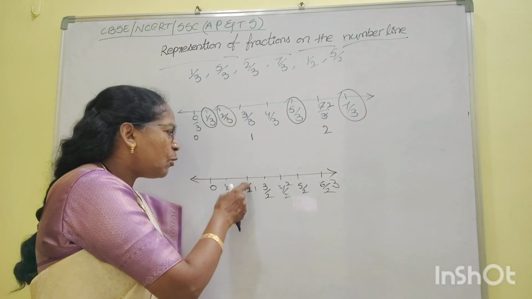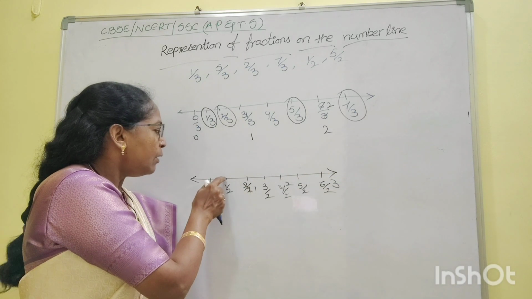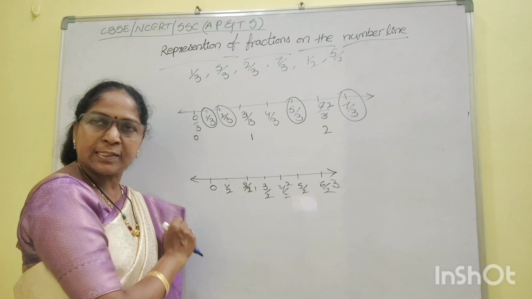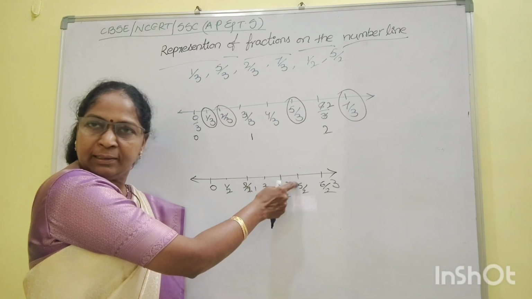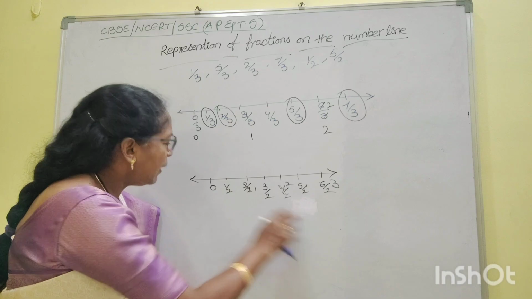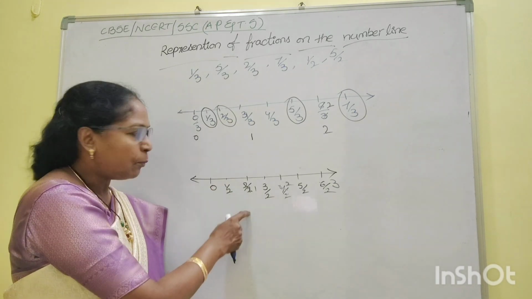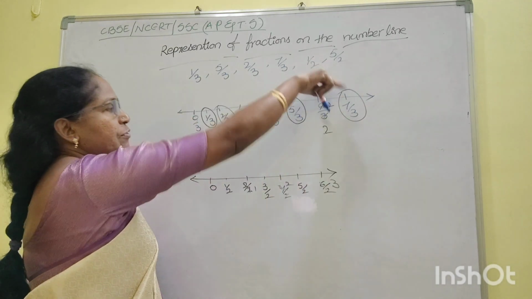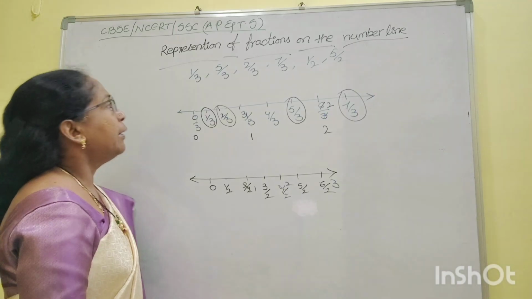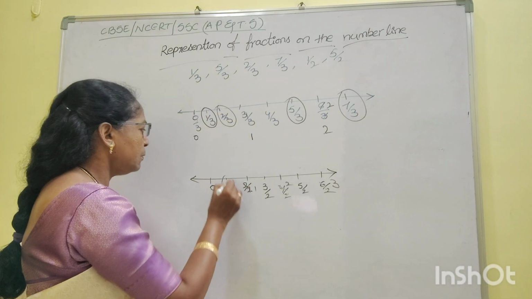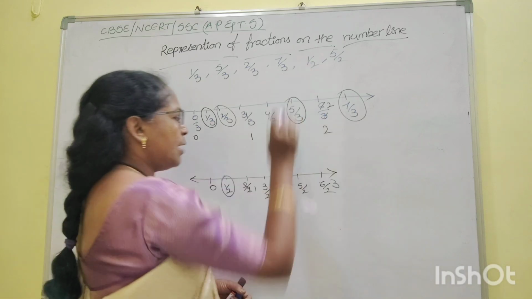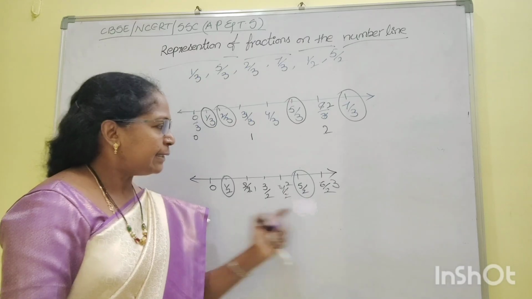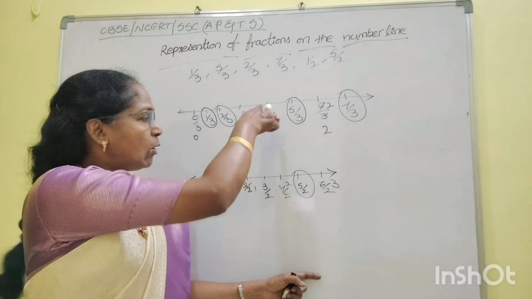Otherwise draw one line. 0, 1, 2, 3 like that you represent. Later you divide into 2 parts. One small line you cut like this. Then it is divided into 2 parts. Each unit again here 1 part. Another cut like this. Otherwise simply you have to represent 0, 1 by 2, 2 by 2, 3 by 2, 4 by 2, 5 by 2, 6 by 2. And here, okay, 5 by 2 is already there, no issue. Now the given numbers are 1 by 2, circle the number, and 5 by 2. This is the answer. Like this, you have to represent the given fractions on the number line.